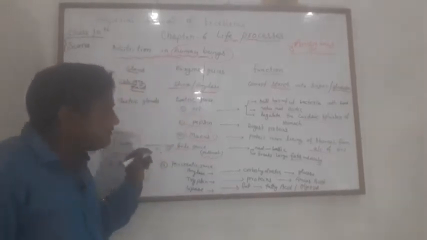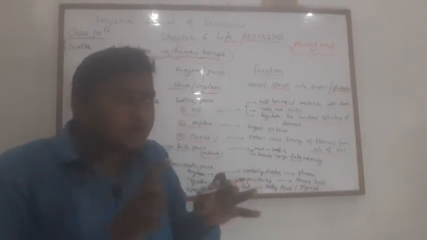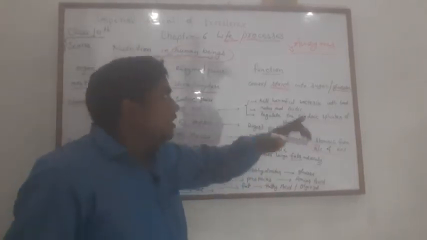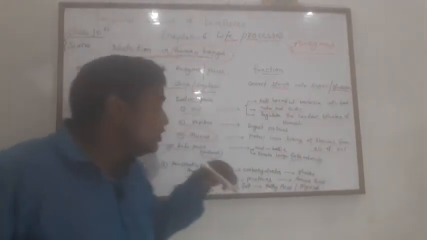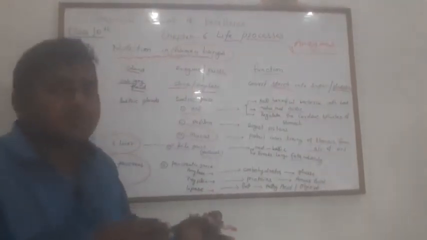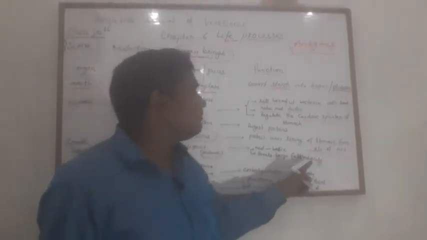Okay, and what is the function of this bile juice? It makes the medium of the food basic. Again, who converts the medium of the food acidic? HCl. And now who is converting the medium of the food to basic? Bile juice. Okay, and it breaks large fat molecules.